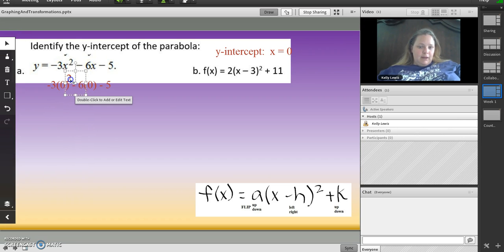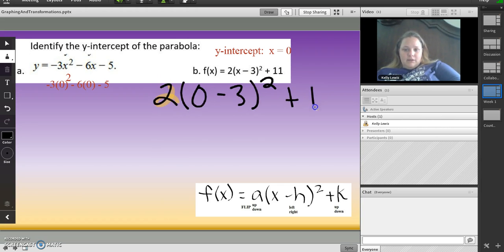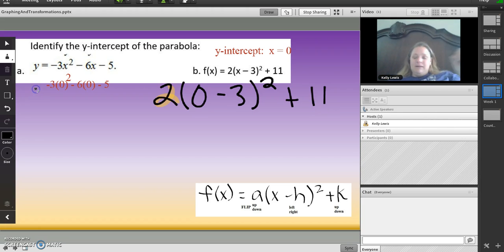I'm going to type that in my calculator, just like I'm going to type this one on my calculator. 2(0 minus 3) squared plus 11. All right, let me type that one in my calculator first. Negative 3, 0 squared minus 6 times 0 minus 5. And I get negative 5. So the y-intercept is negative 5.